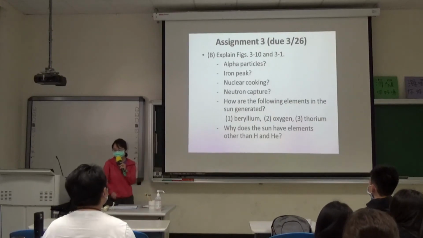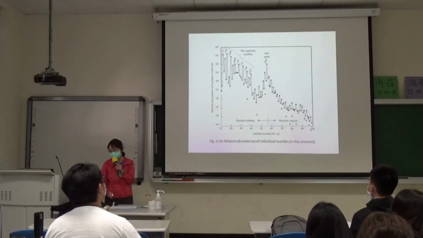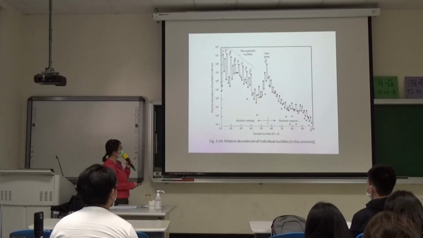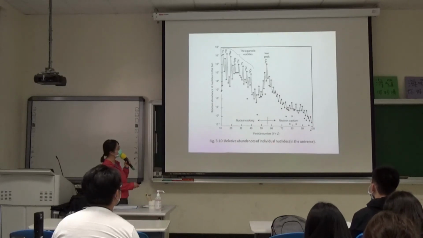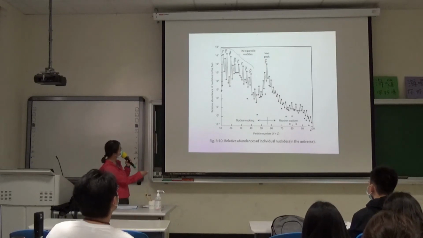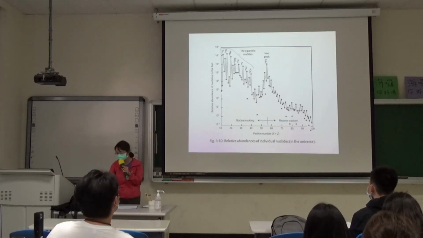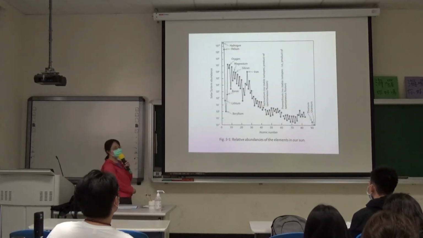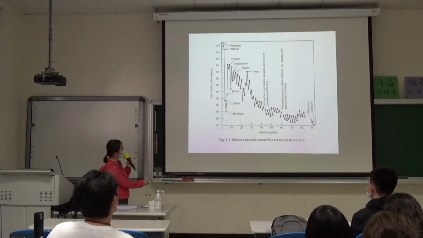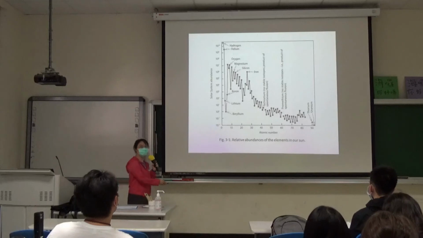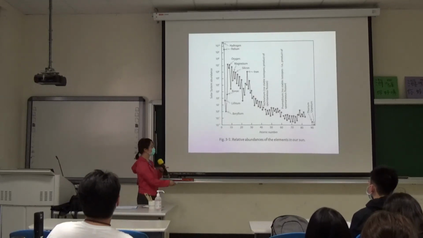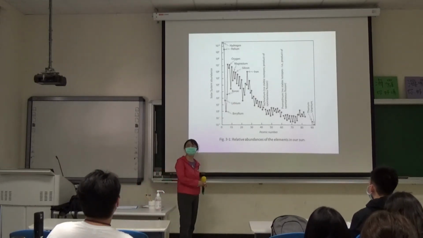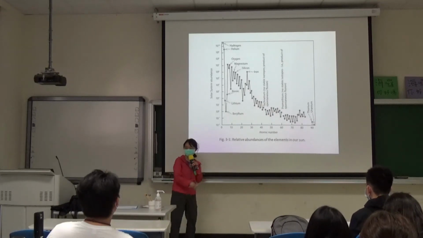B group, explain this two graph. The first graph, relative abundance of individual nuclides in the universe. Okay, you see some pattern? And wow, this looks extremely similar to previous one, but it's relative abundance of the elements in our sun. That's in the sun.